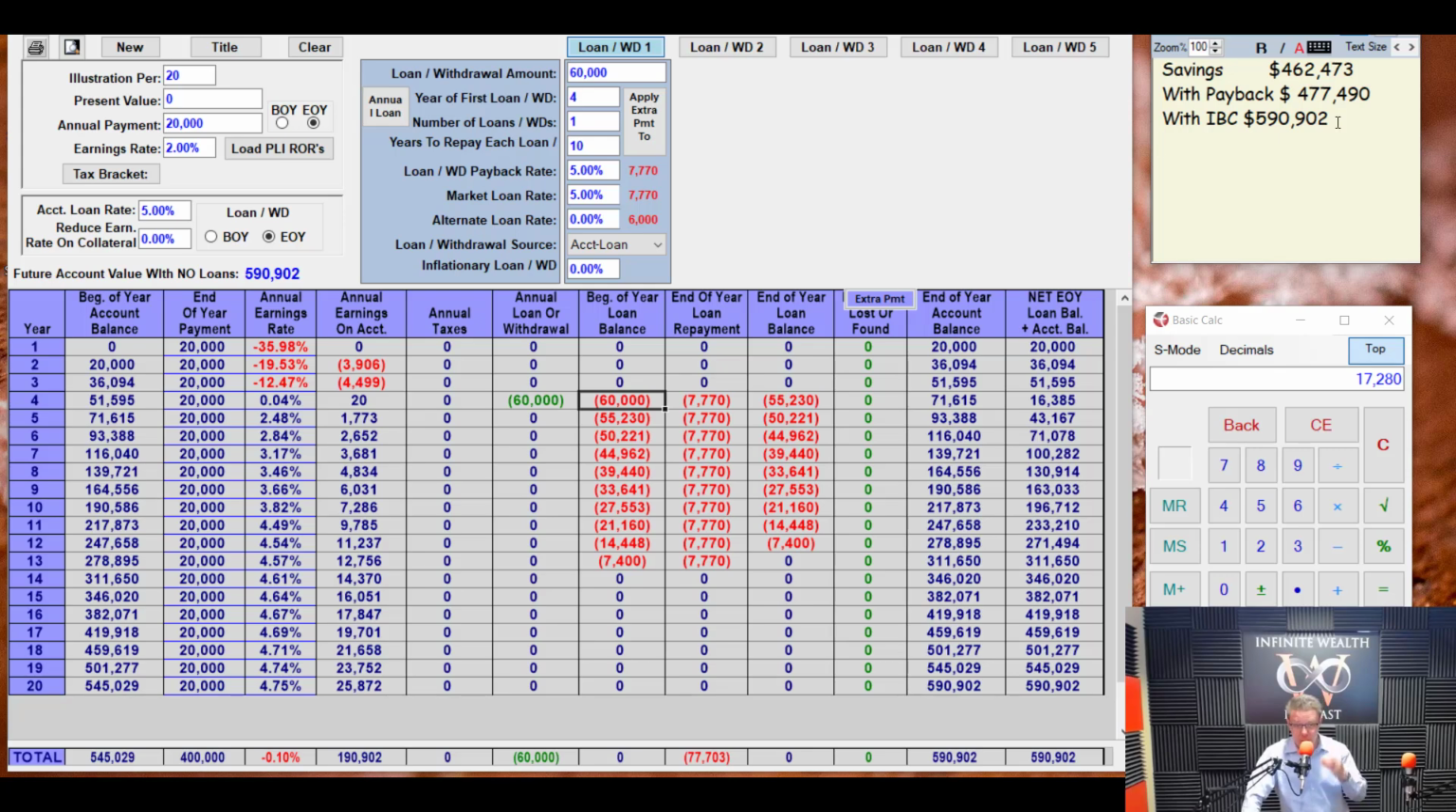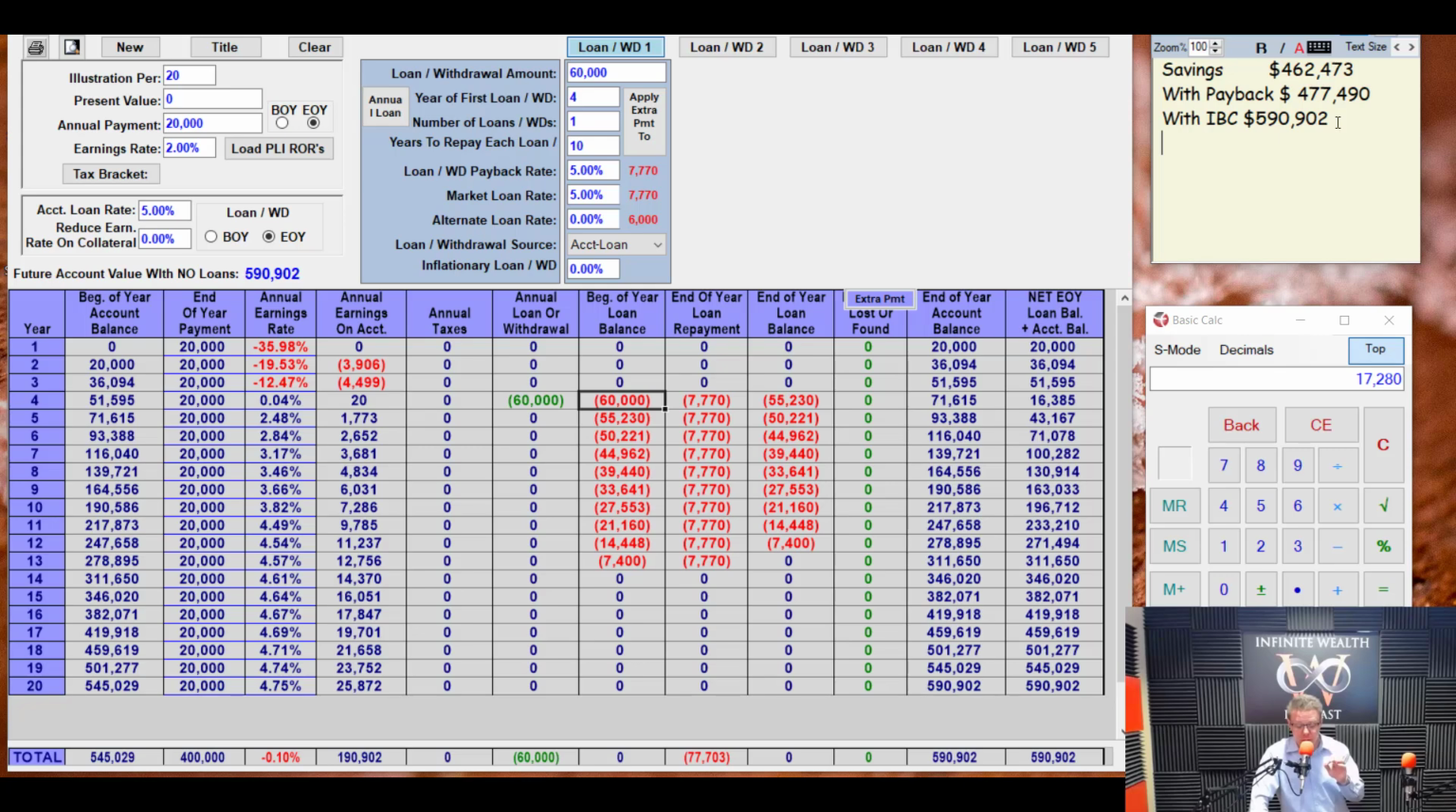So here's a question. With the payback or with IBC, did we change your cash flow at all? Nope. It's the exact same dollars going in, exact same dollars going out. Have you taken on any more risk? Nope. Are you working any harder? Nope. This is just the power of compounding and the power of using IBC.